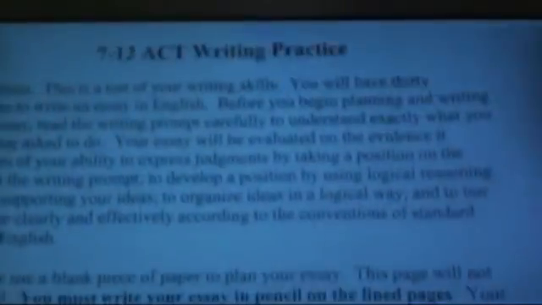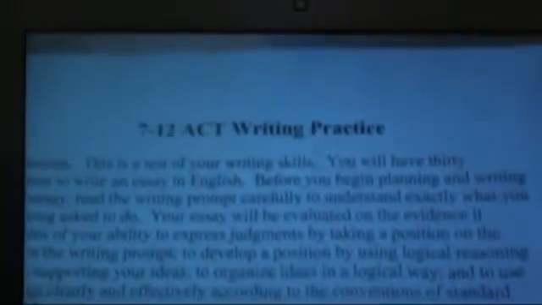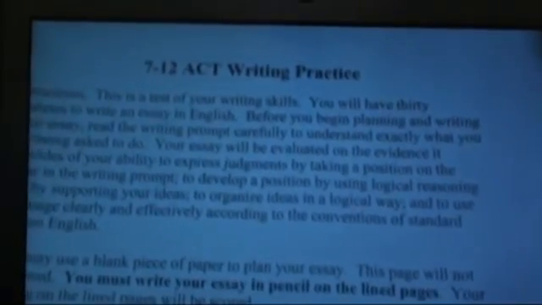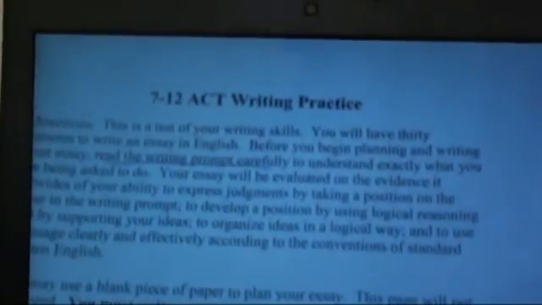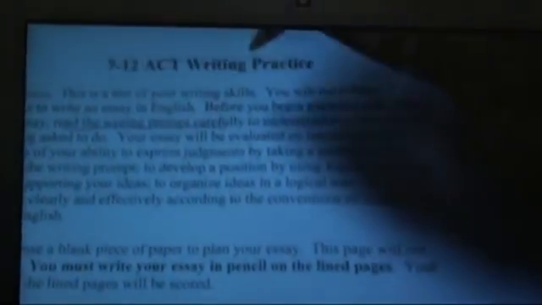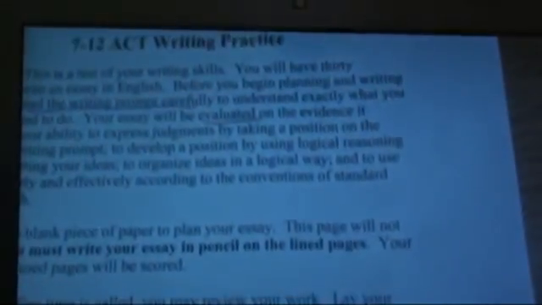Okay, so let's look at some of these directions, a few things that might be important to you when you're taking this. One part I see mentions to read the writing prompt carefully. That's very important. We will take a look at one here in a minute, but make sure you know what you're being asked to do. And then in here it tells us what you will be evaluated on.